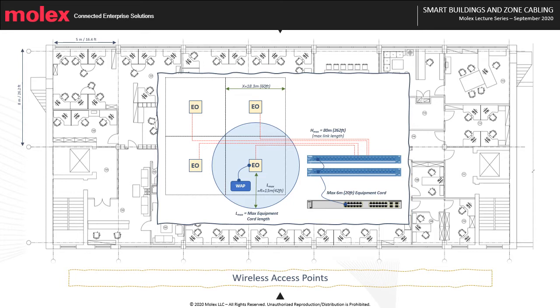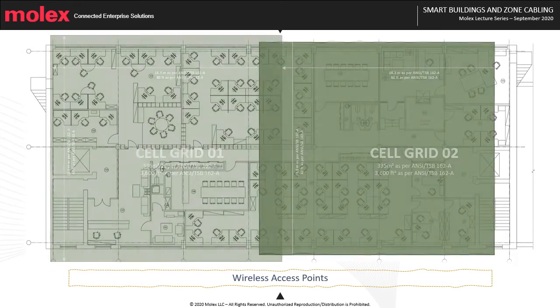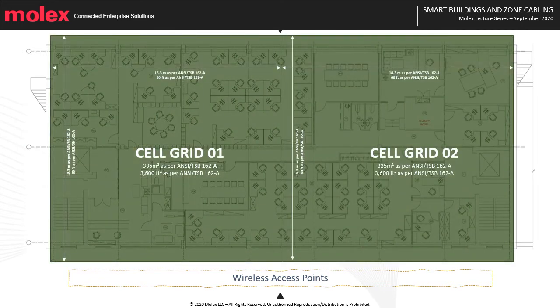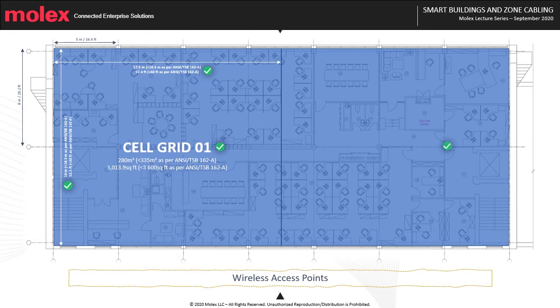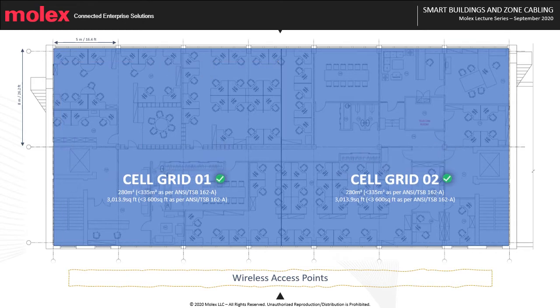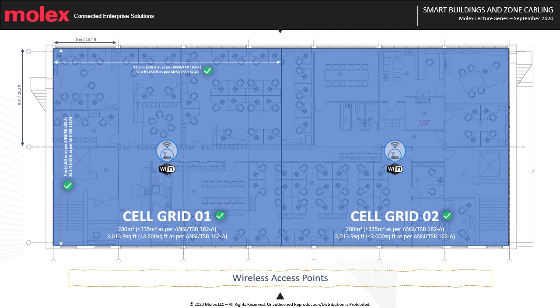Now let's position our wireless access points. The ANSI TIA 162-A and the cell grid strategy here will be our guide. In our example, we will need a minimum of 2 grids. However, they are slightly larger than what is needed. As a result, we will adjust our cell grids to the size of our floor. And we can now place our wireless access point.